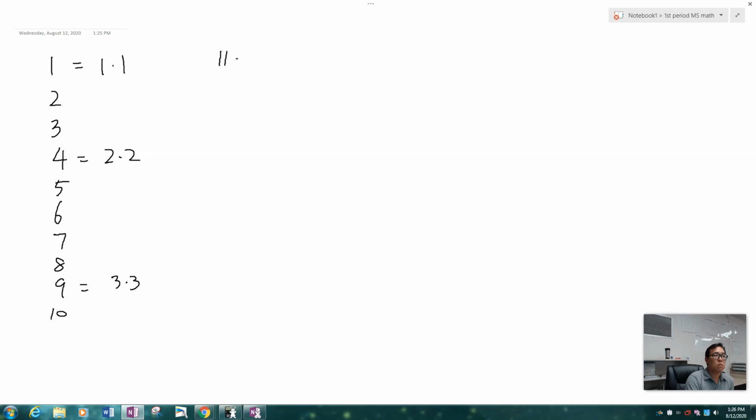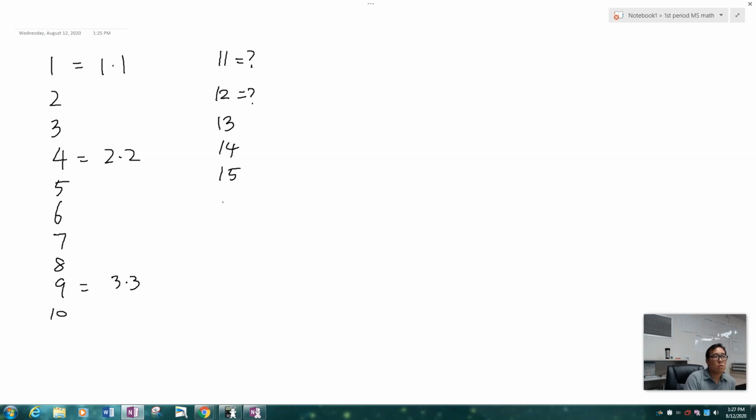11 is not. I don't know what those are. Can you find the 2 whole numbers, integers, when you multiply, it becomes 11? I don't know. 12, I don't think so. There's nothing. 13? No. 14? No.